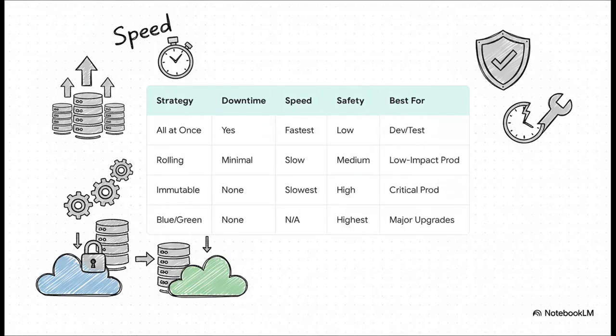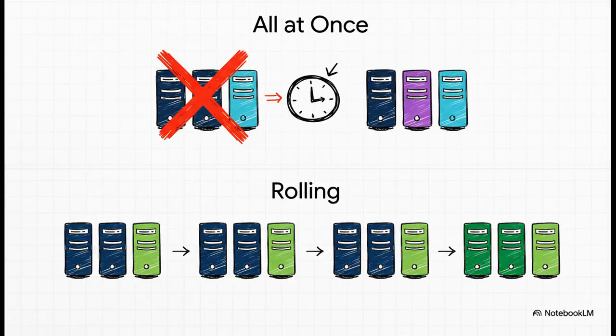Okay, let's get into one of the most important topics, deployment strategies. How do you actually update your live application without causing total chaos? As you can see from this table, it's all about trade-offs. You're constantly balancing the need for speed against the need for safety and zero downtime. Let's break these down.